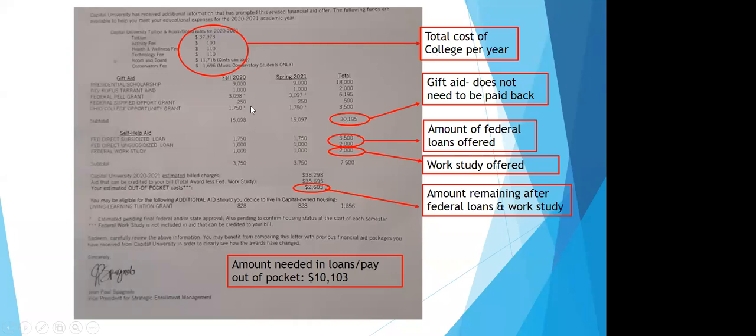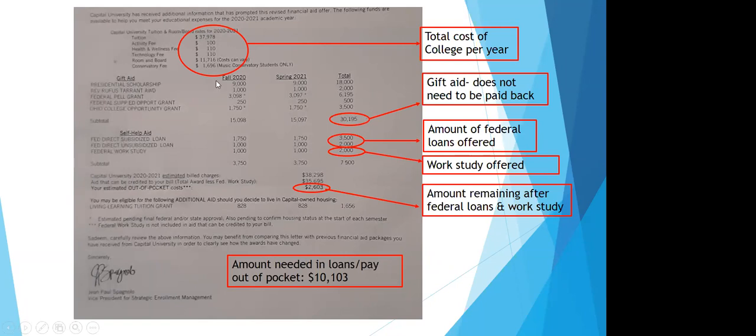You can once again see that they break this down between gift aid, which is the scholarships and grants, and then self-help aid, otherwise known as loans, which is kind of funny that they call it self-help aid, but that's fine. So you can see here that the total gift aid the student received is $30,195. That does not need to be paid back.